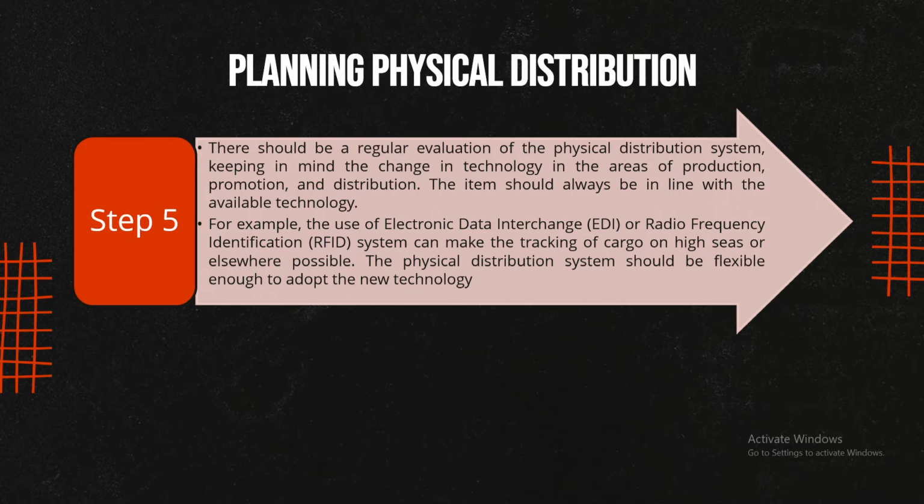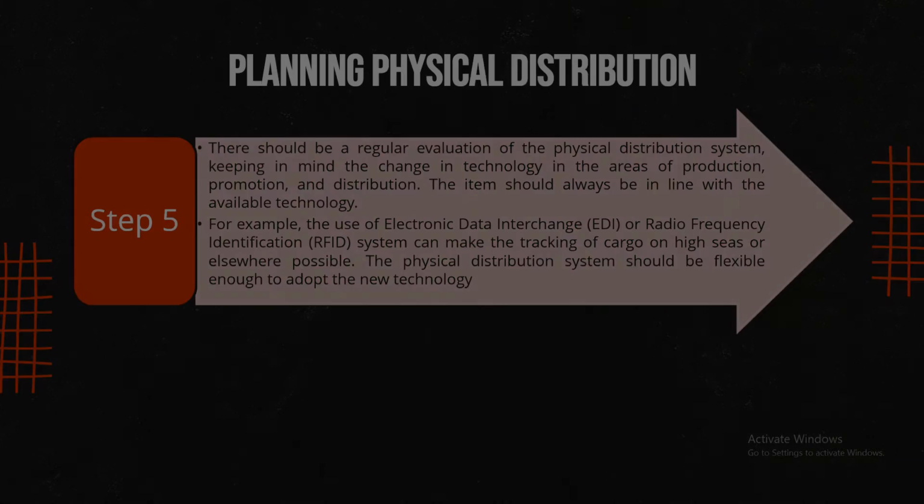For example, the use of electronic data interchange or radio frequency identification systems can make the tracking of cargo on high seas or elsewhere possible. The physical distribution system should be flexible enough to adopt the new technology.